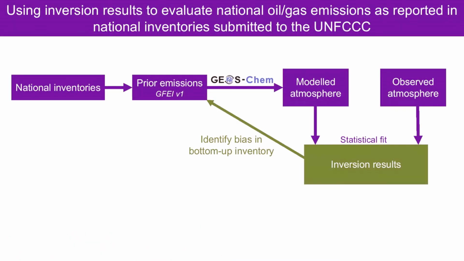Okay, so the key here is that we're taking these inversion results and relating them back to our prior. For both inversion results that I'm going to talk about, we used GFA version 1 as a prior estimate of oil and gas emissions.